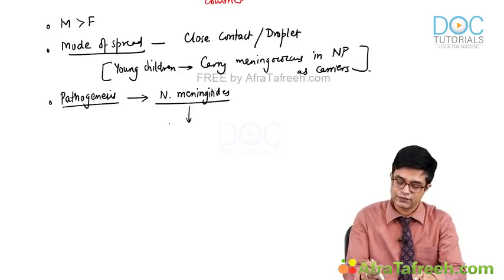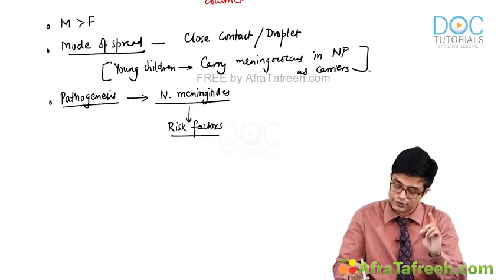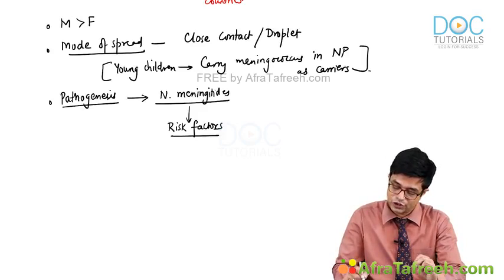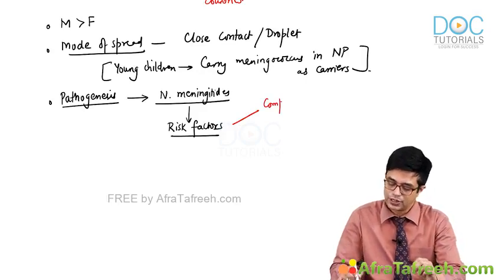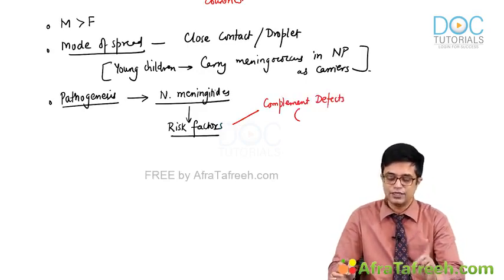What are the important risk factors that you should remember which increase the chances of invasive infection? First of all, if there is complement pathway defects. So, complement protects against Neisseria infection, particularly C5b to C9. If they are present, there is an increased risk of meningococcus.